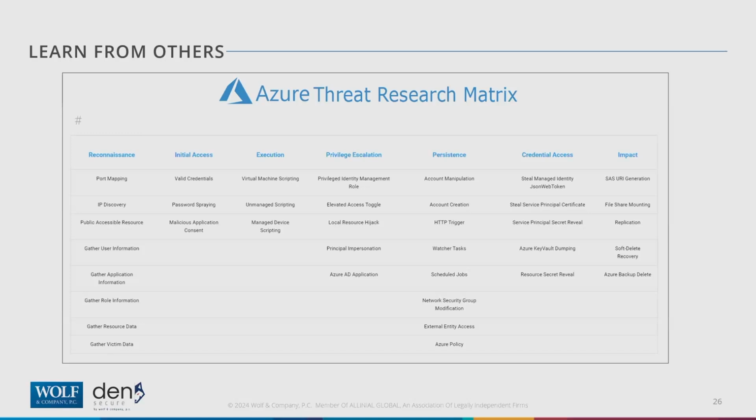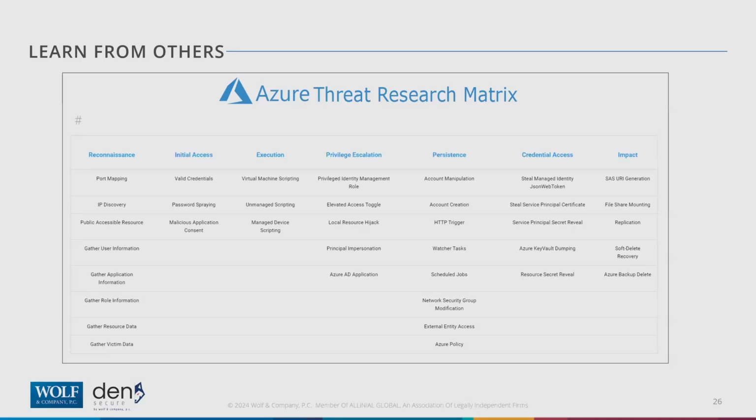But the Azure Threat Research Matrix is probably a widely underutilized tool to understand and classify these types of attacks that exist post-compromise. It's a really powerful resource. If you're familiar with the MITRE ATT&CK framework, that's really just a classification framework to make sure everyone understands the types of attacks that we talk about.